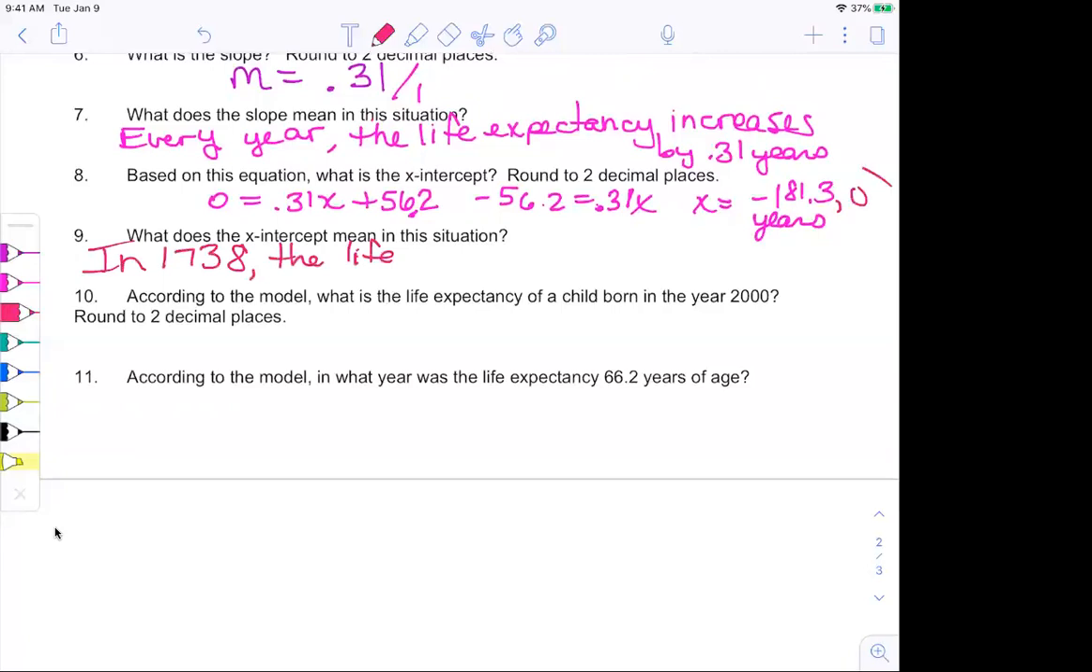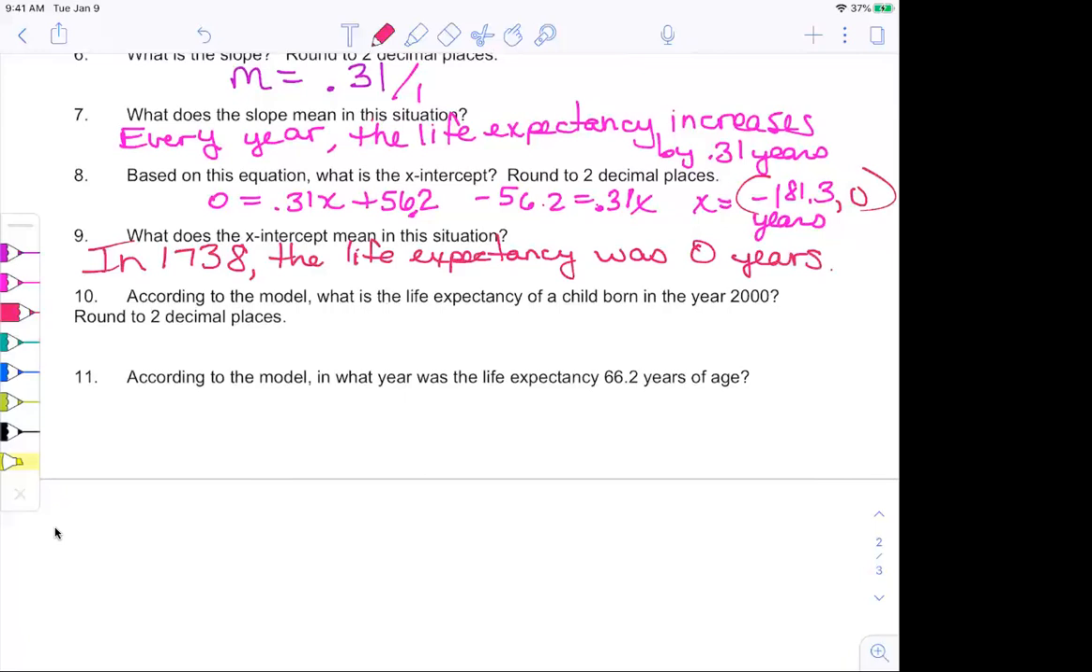I wrote this as an x-intercept. What does the zero mean? 0. Yeah, okay. The life expectancy was 0 years. That's what that number technically represents.